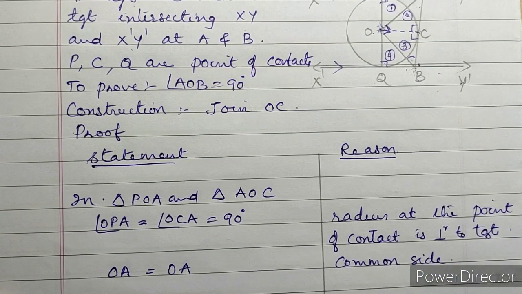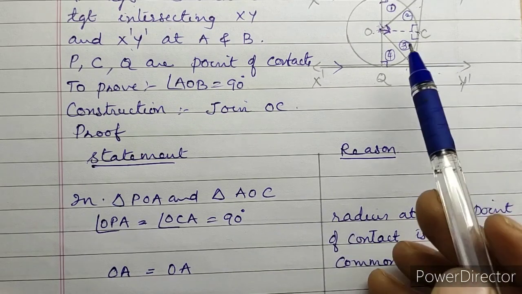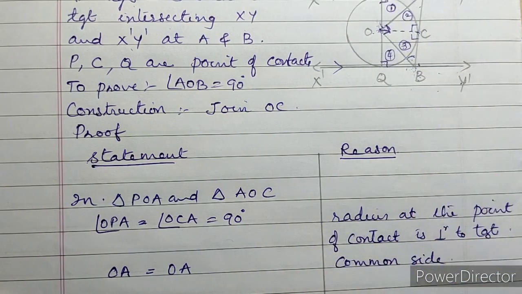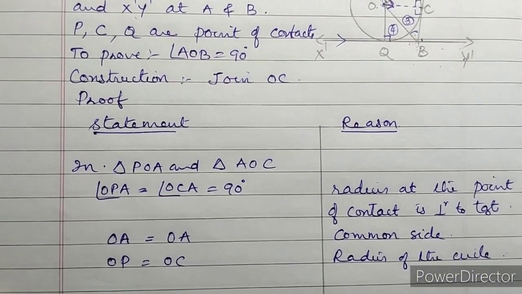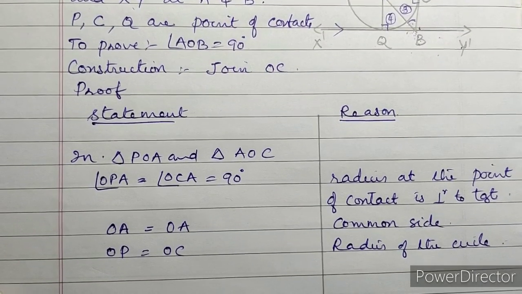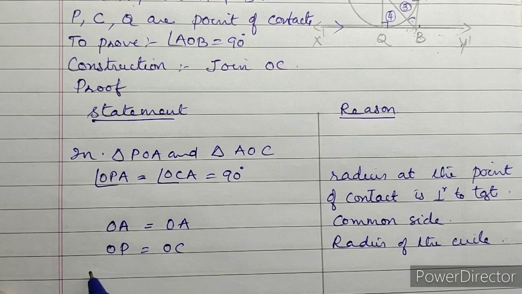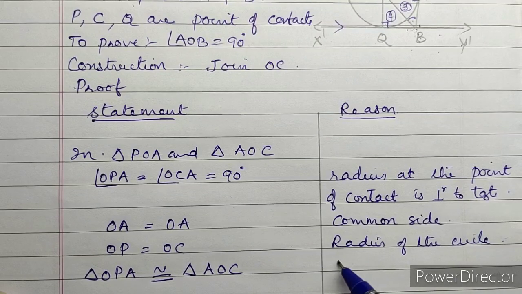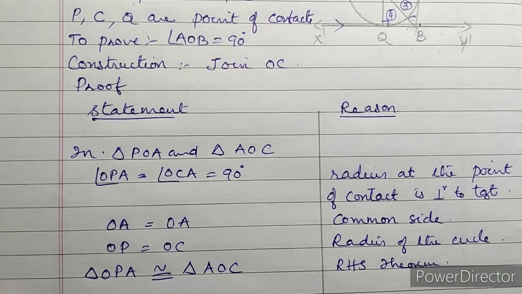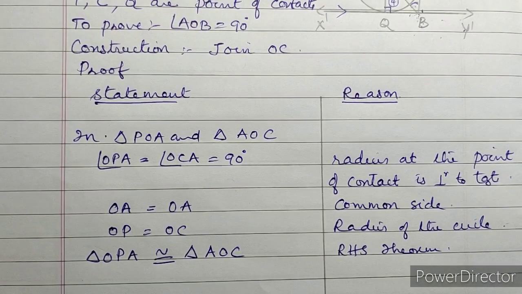So RH is over. Next, radius of the circle. Radius is OP and OC. OP is equal to OC, radius of the circle. So OP is equal to OC. So by RHS theorem you can say that triangle OPA is congruent to triangle AOC. RHS theorem. So by RHS theorem you have proved that these two triangles are congruent.